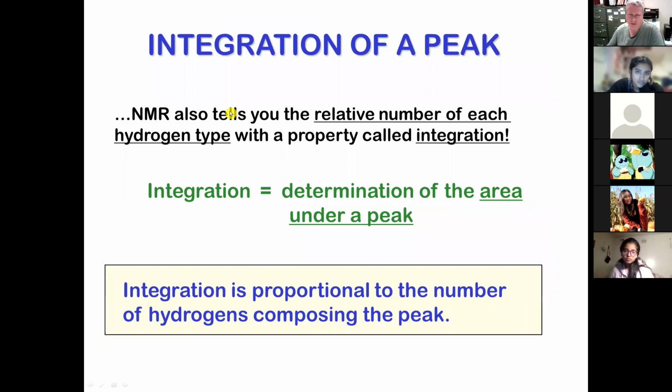Integration, you've probably heard the word integration, maybe from calculus or something. It's the area, right? Area under the curve. That's what integration means. So it's the relative number of each type of hydrogen, and the property is called integration. So integration is the determination of area under the peak. That's all it means. Integration is proportional to the number of hydrogens, right? We just saw that, actually.